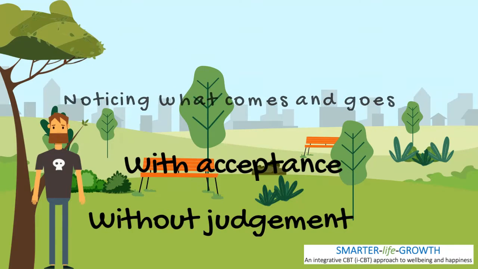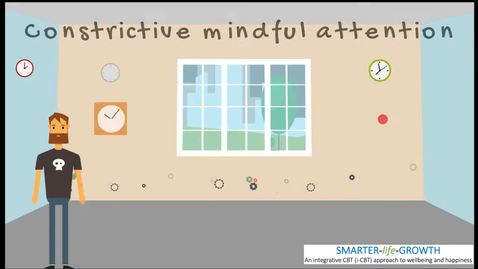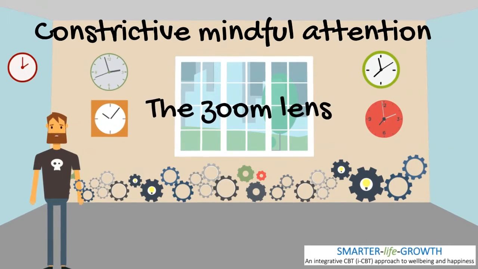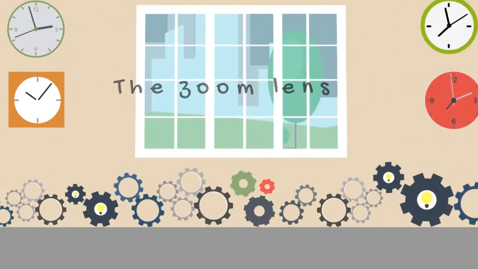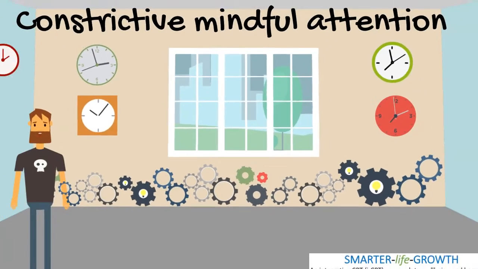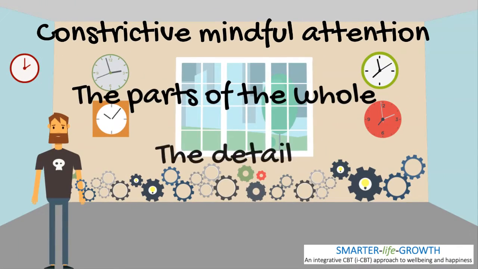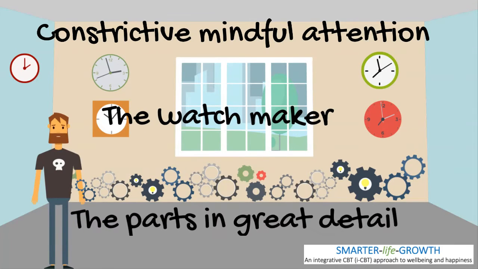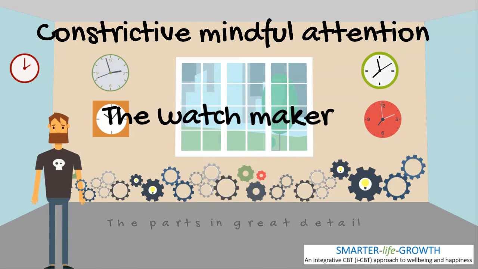Finally, let us consider constrictive mindful attention, also known as the zoom lens of mindful attention. Here, our attention is directed towards the parts, the small minute detail that connect things together, like a watchmaker looking at the separate parts of a watch in great detail.